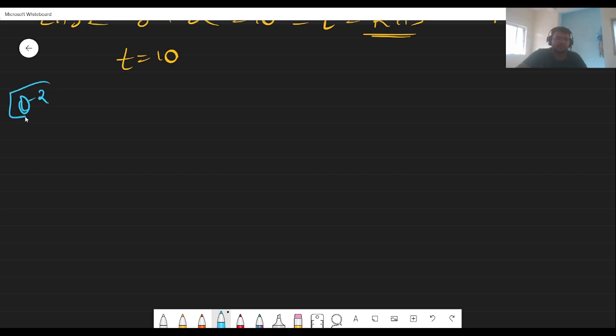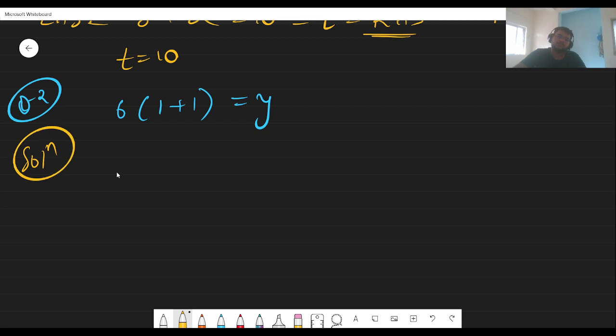Question 2. 6 into (1 plus 1) equals y. This is a very simple question, I don't know why I've written it. Solution. LHS, left hand side, means the left hand side of this equation. So on the left hand side of this equation there is 6 into (1 plus 1).